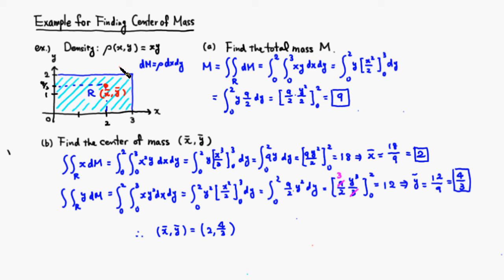You can see that based on the density, as you go far away from the origin, with larger x and larger y values, the density is going to be higher. So the center of mass is going to be closer to this far edge here. So it's around here. It makes sense. Anyway, this is how you find the center of mass. That's it. I hope that this was clear.